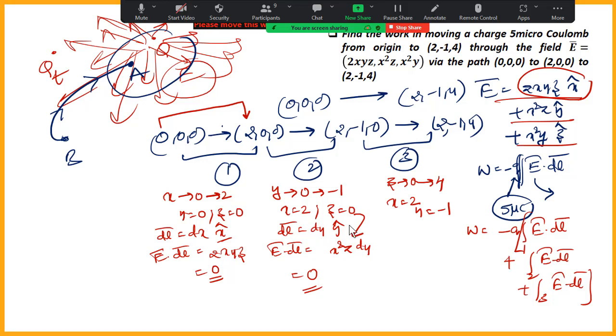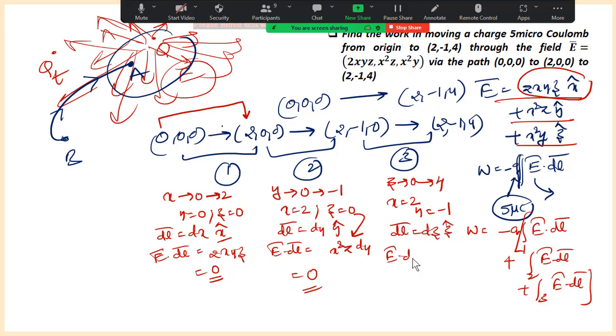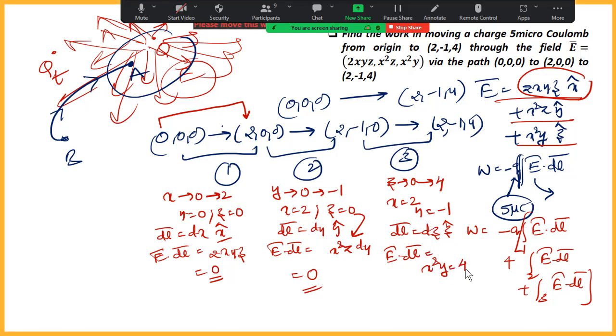Now in the third path, z changes. That means dl bar is equal to dz z cap. So E bar dot dl bar, we will get only the z component, that is x square y. With x equal to 2, that means 2 square is 4, and y equal to minus 1, that means minus 4. So E bar dot dl bar is equal to minus 4.